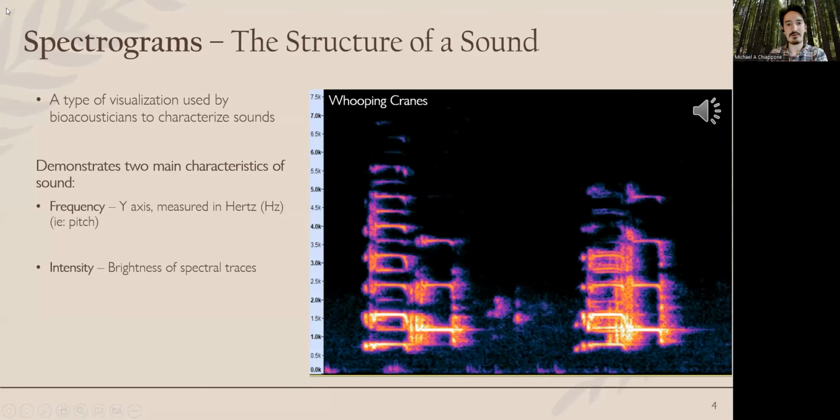So, how do we actually represent sound in bioacoustics? Well, one of our main tools for that is the spectrogram. Spectrograms demonstrate two main characteristics of sound. First is frequency. Frequency is shown on the y-axis and is measured in hertz. This is the same as pitch. Intensity is shown here by the brightness of what we call these spectral traces. And the brightness essentially equates to volume.